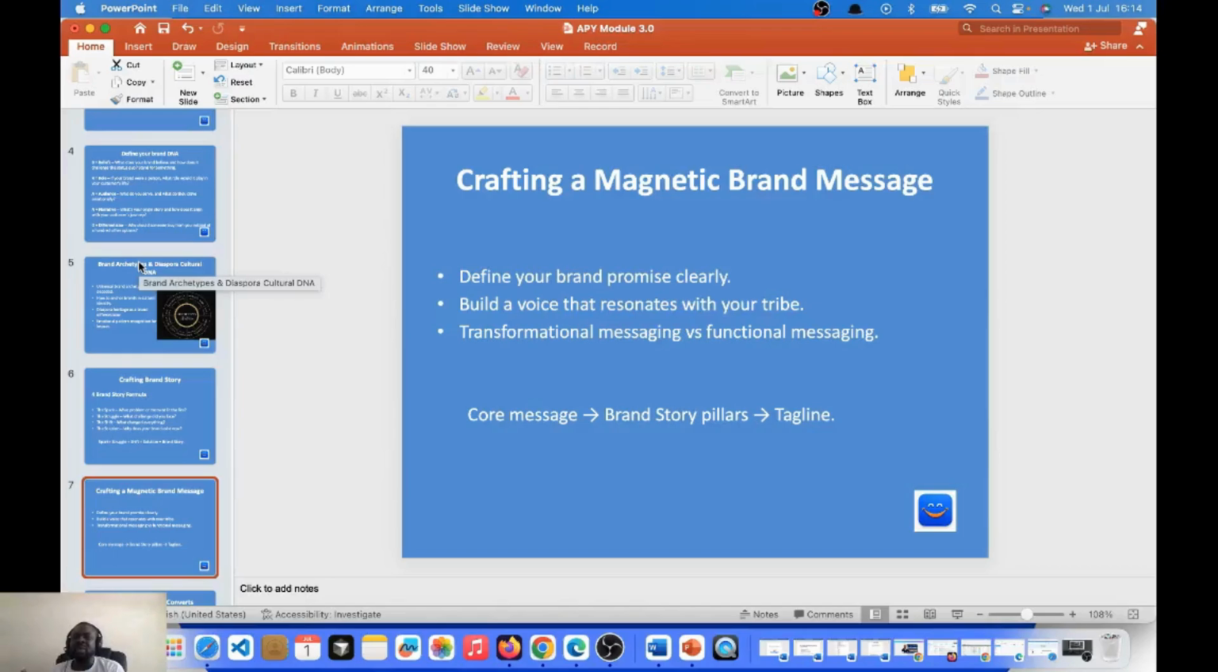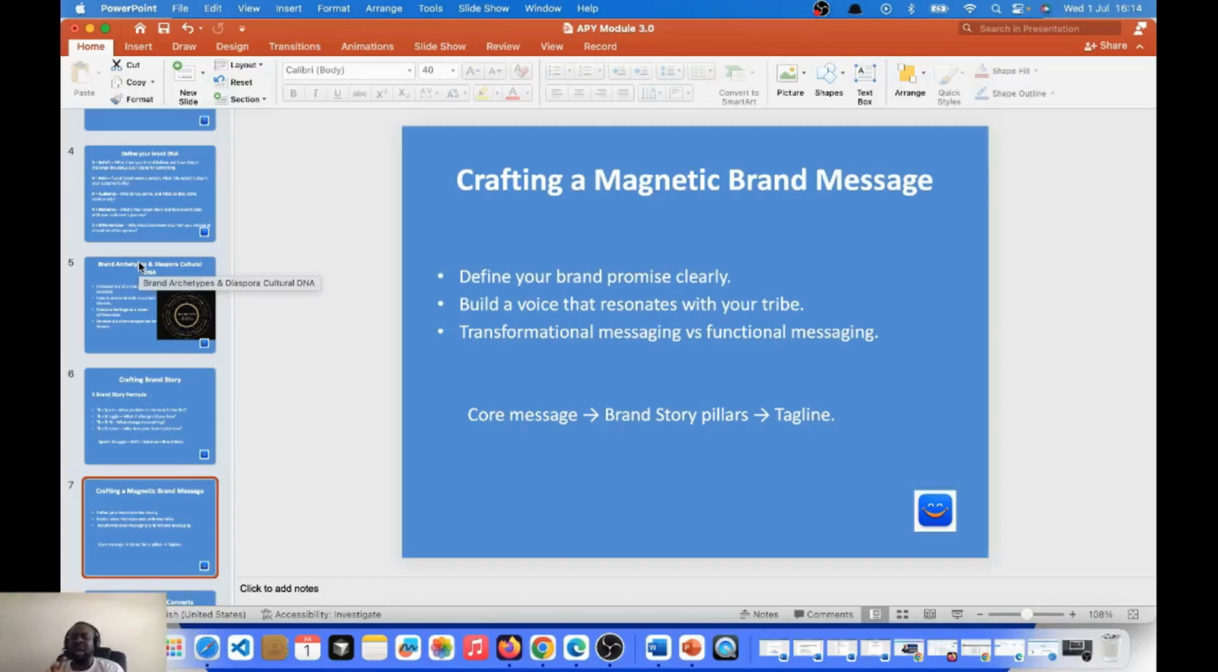So you must be able to craft a message that resonates with your tribe. You must be able to craft a message that resonates with your culture. That means you must speak their language. You must use your brand to speak their language in a way they understand. This is how magnetic brand messages are discovered or crafted.